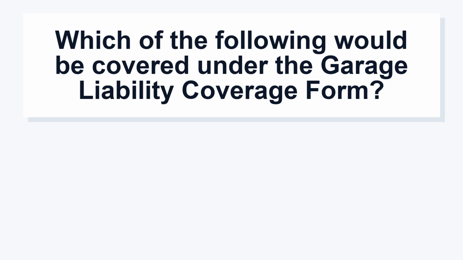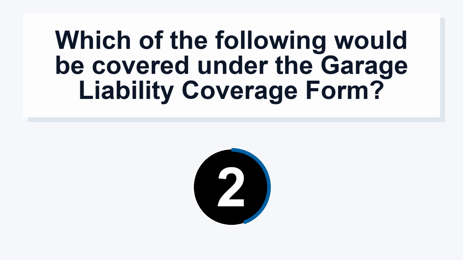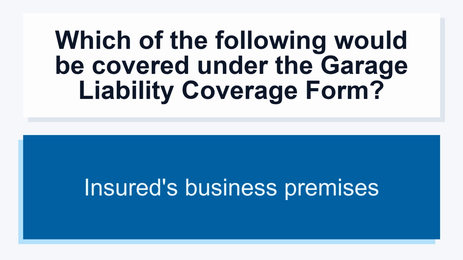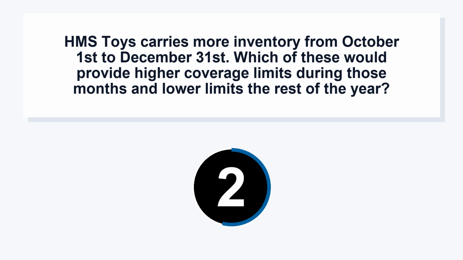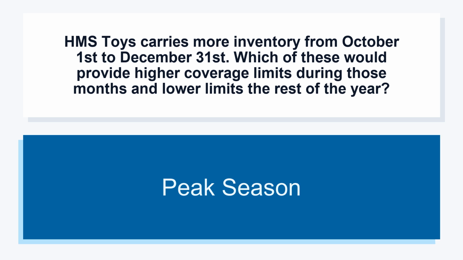Which of the following would be covered under the garage liability coverage form? Insured's business premises. HMS Toys carries more inventory from October 1st to December 31st. Which of these would provide higher coverage limits during those months and lower limits the rest of the year? Peak season.